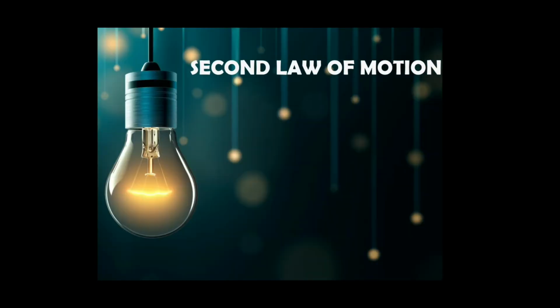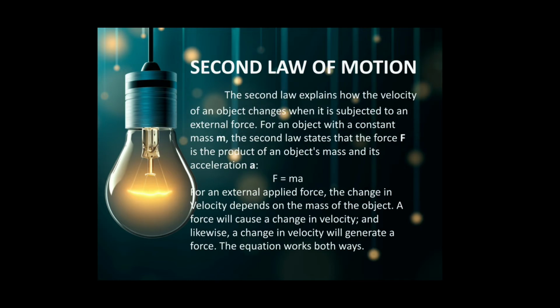And now we are going to see about the second law of motion. Second law of motion explains how the velocity of an object changes when it is subjected to an external force. Generally, force is equal to mass into acceleration. When the mass is higher, the acceleration must also be higher to exert a greater force. That's a simple concept.